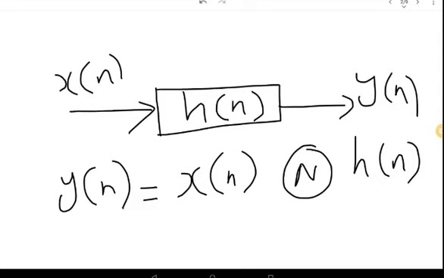There are basically three methods used to find circular convolution. They are the concentric circle method, the matrix multiplication method, and the DFT, IDFT method. Before going on to explain these methods, the primary or basic step for circular convolution is that the length of both sequences must be the same.